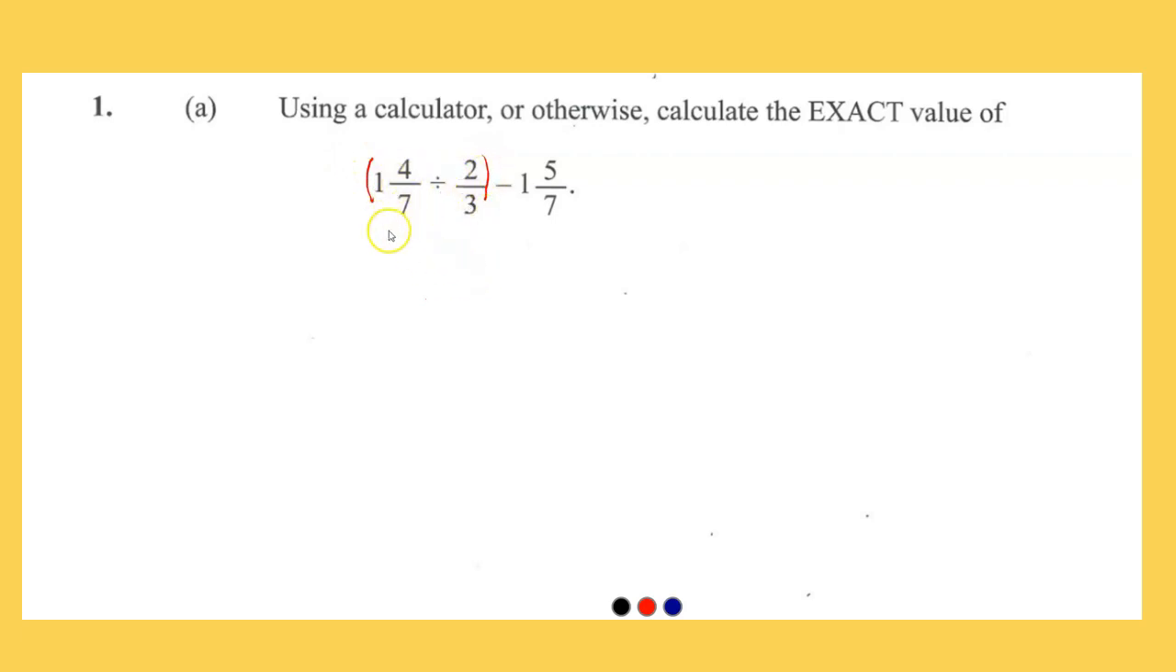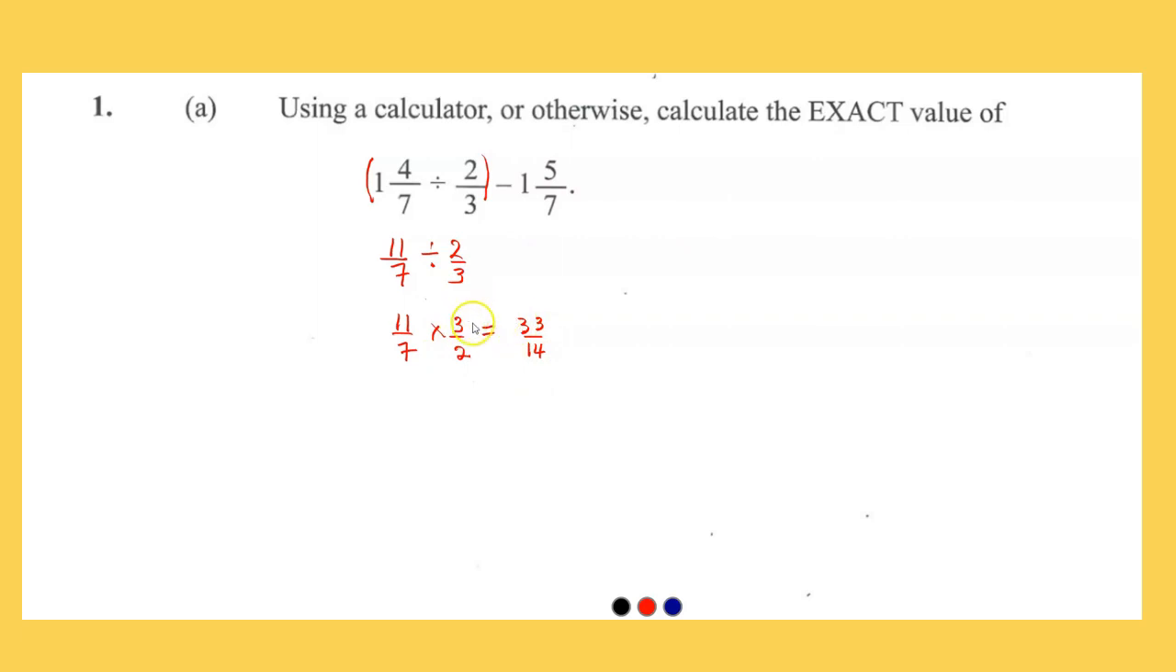When we work this part out, what we get is 11/7 divided by 2/3. Now when we divide a fraction, we multiply it by the reciprocal of the number that we are dividing it by. So in this case, we have 11/7 times the reciprocal of 2/3, which would be 3/2. And what we get there is 33/14.